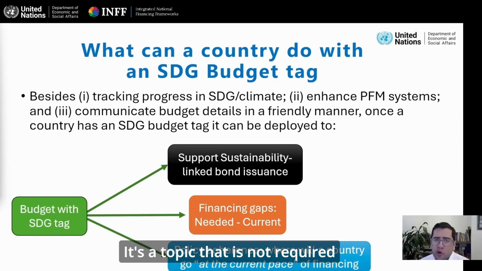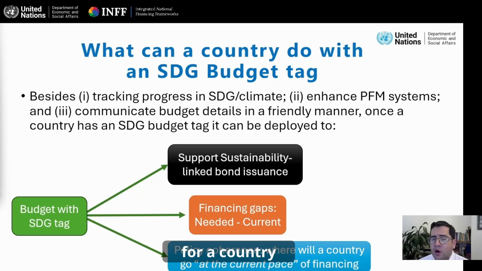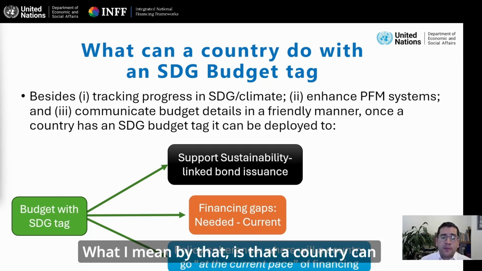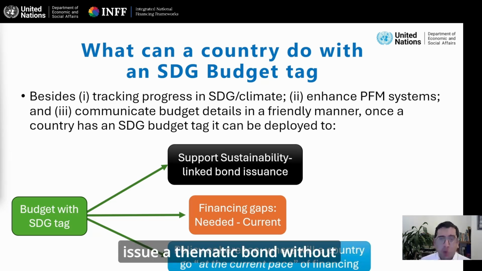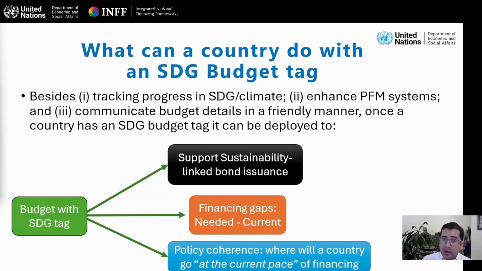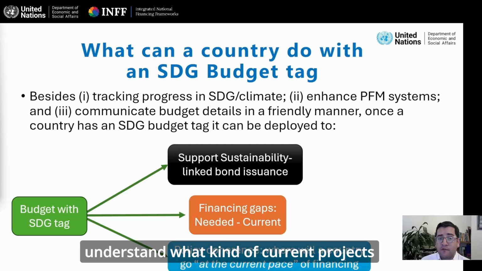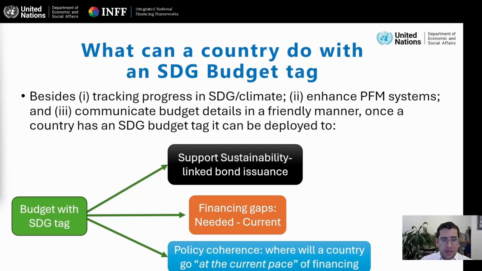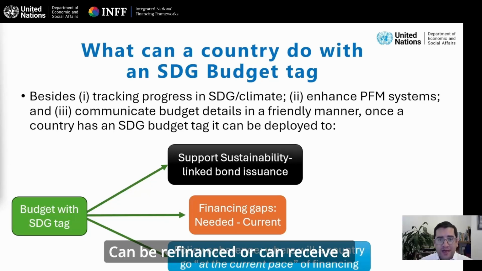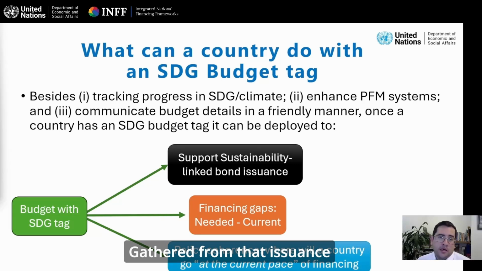It's a topic that is not required for a country. What I mean by that is that a country can issue a thematic bond without having an SDG budget tag. But having an SDG budget tag allows the country to understand what kind of current projects can be refinanced or can receive a top up, if we can put it in those terms, with the resources that are gathered from that bond issuance, right?